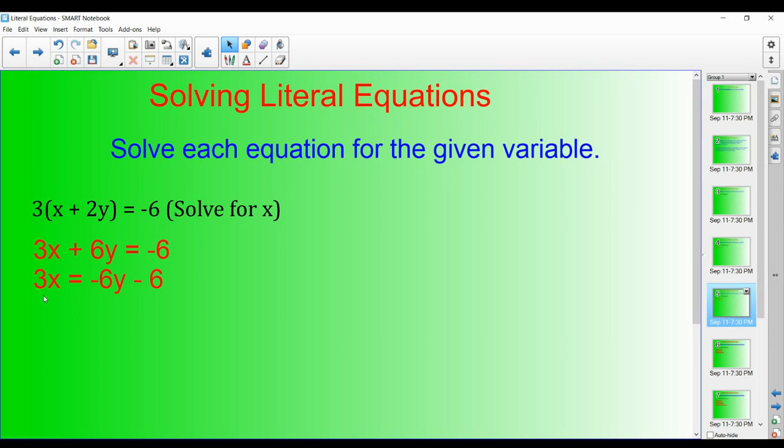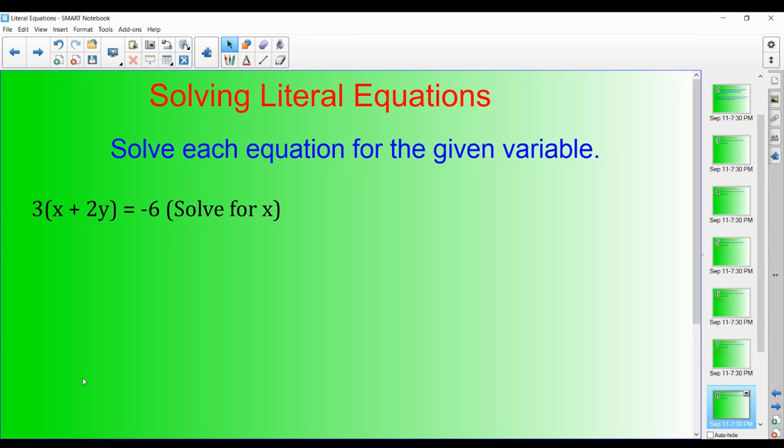And I still have a coefficient on my x, so 3 times x is not what I want. So I want to divide both sides by 3 to undo the multiplication. So I get x equals negative 6 over 3 times y minus 6 over 3. And to clean this up a little bit, I can do negative 6 divided by 3. And if it's an integer, I'll write it down. So x equals negative 2y minus 2. And we like to put the variable before the constant, but if you write it the other way, you can have negative 2 minus 2y, and that's also a valid answer, as long as the x is by itself. That's what we're looking for. Isolate x.